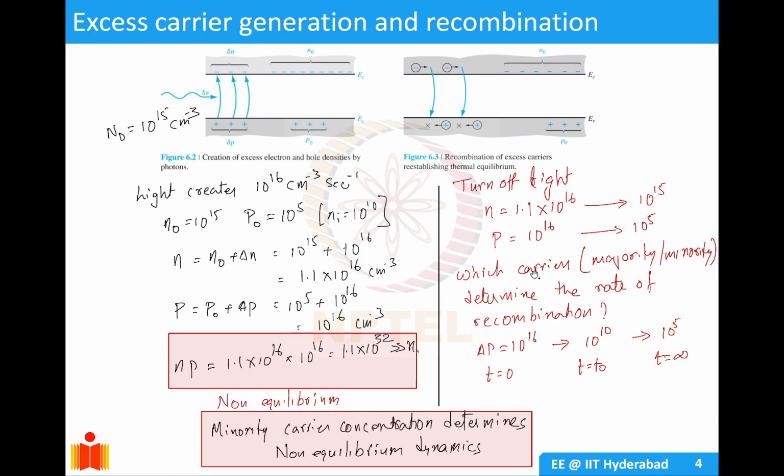Which carriers, majority or minority, determine the rate of recombination? N has to go from 1.1 into 10 per 16 to 10 per 15, but P has to go from 10 per 16 to 10 per 5, which is a very large difference. So the rate will be determined by delta P. It has to go from 10 per 16, then to 10 per 10, then to 10 per 5.